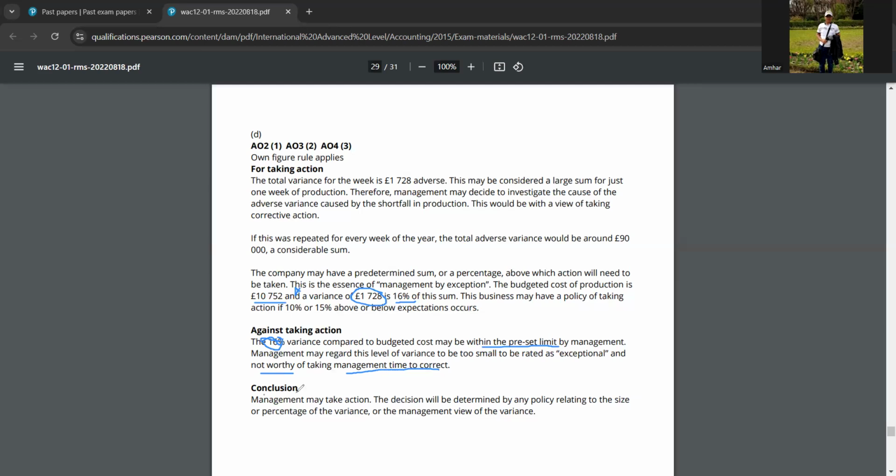Now for the conclusion, what they are saying is management may take action. The decision will be determined by any policy relating to the size or percentage of the variance, or the management view of the variance. So they are saying they should take action, and it is based on the percentage of the variance and on the policy. Did you understand this whole answer now? Yeah, I understand this whole answer.